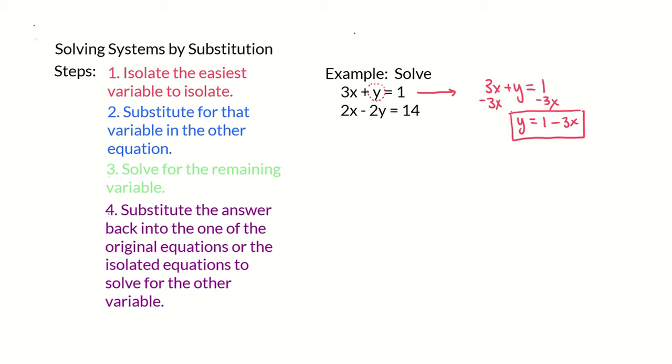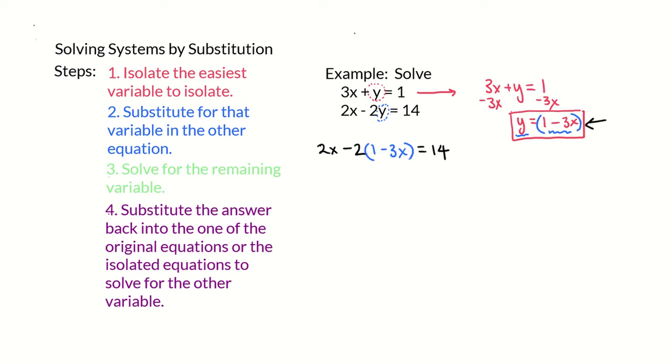Step 2 is to substitute for that variable into the other equation. So that means we're going to substitute for y in the second equation, and we are going to substitute 1 minus 3x instead of y, since those two quantities are equal. So, rewriting the second equation, we get 2x minus 2, but now instead of y, we're going to write this quantity 1 minus 3x. So this is exactly the second equation, but instead of y, we've written 1 minus 3x from this isolated equation.